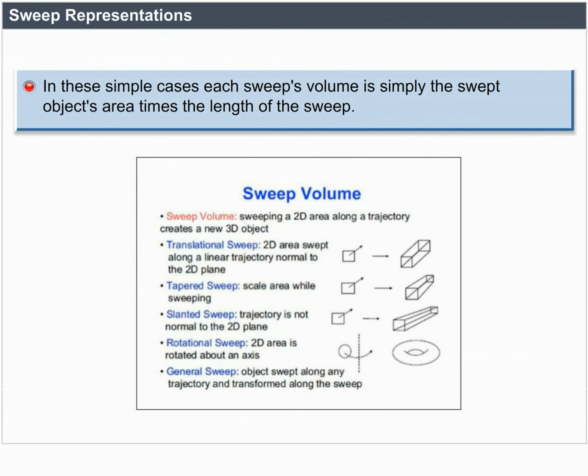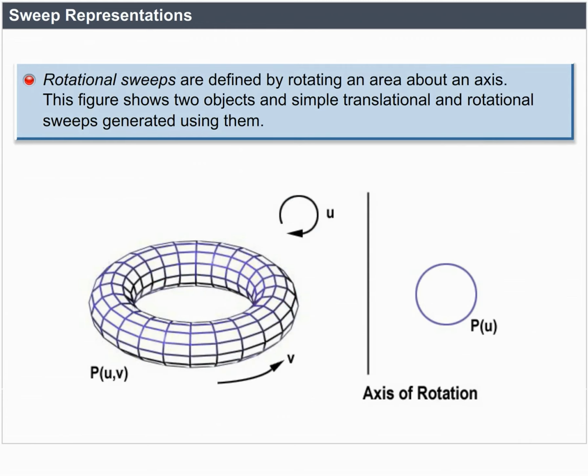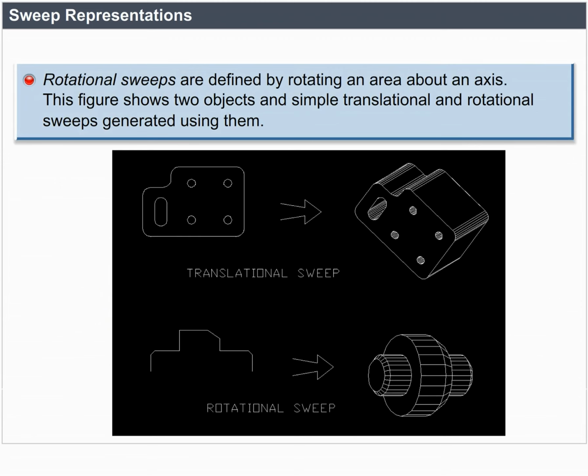Simple extensions involve scaling the cross-section as it is swept to produce a tapered object, or sweeping the cross-section along a linear path that is not normal to it. Rotational sweeps are defined by rotating an area about an axis. This figure shows two objects and simple translational and rotational sweeps generated using them.